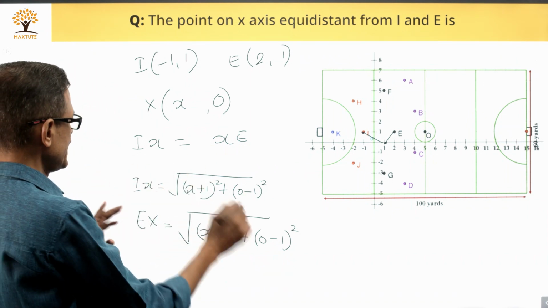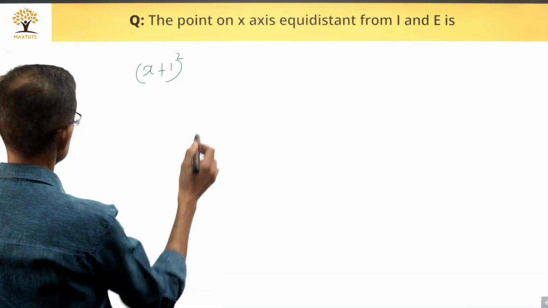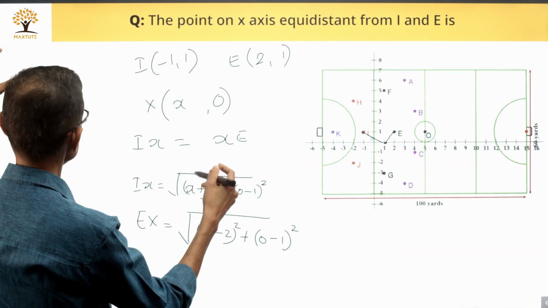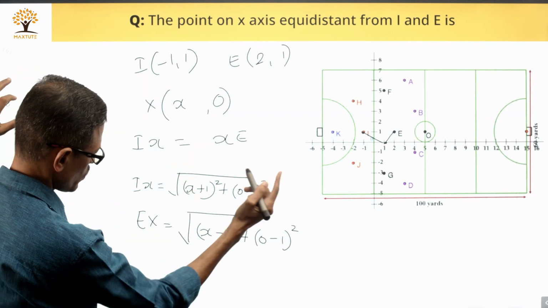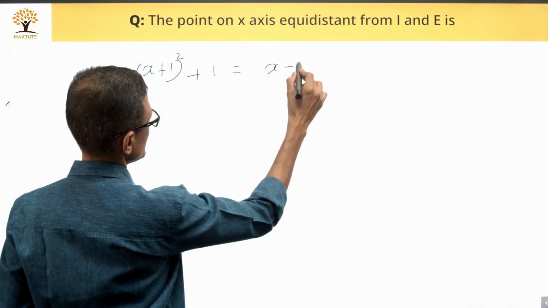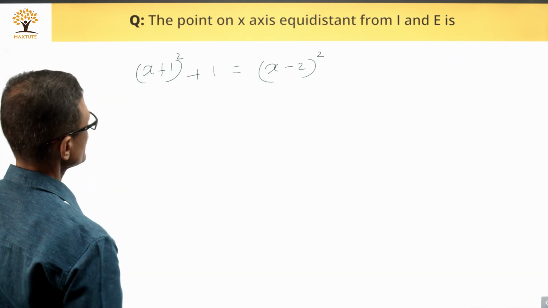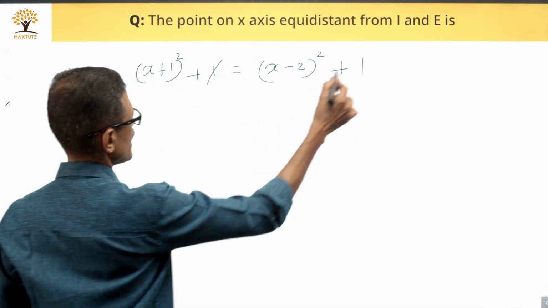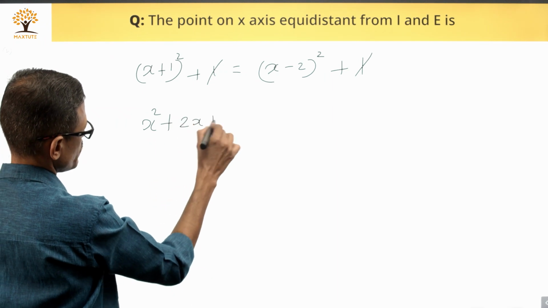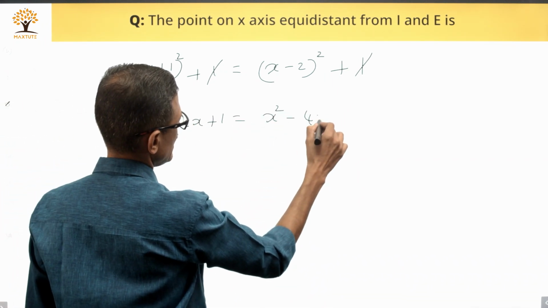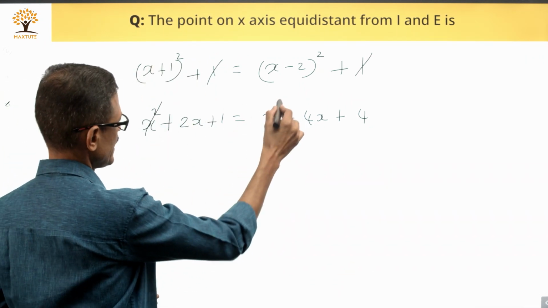Squaring Ix and Ex and equating, essentially you will get x plus 1 the whole square, minus 1 square, which leaves us with a 1, this is Ix square. Ex square is, squaring this, the square root goes off, so x minus 2 the whole square, and then we have 0 minus 1, which is essentially going to make it plus 1. 1 gets cancelled on both sides. Expand and equate to see what we have. x square plus 2x plus 1 is equal to x square minus 4x plus 4. Take x square to one side, x square and x square get cancelled.